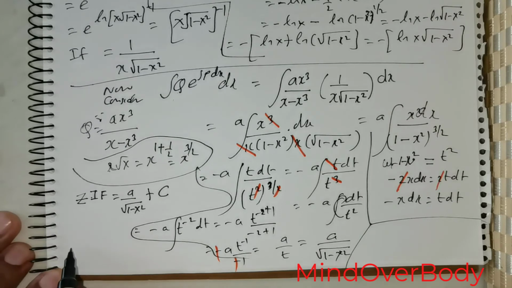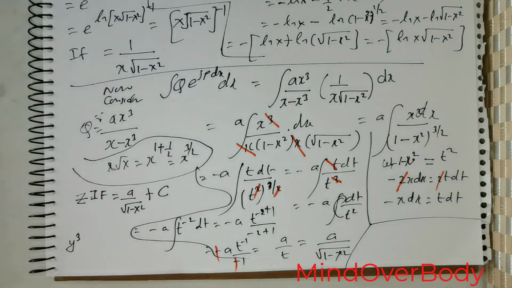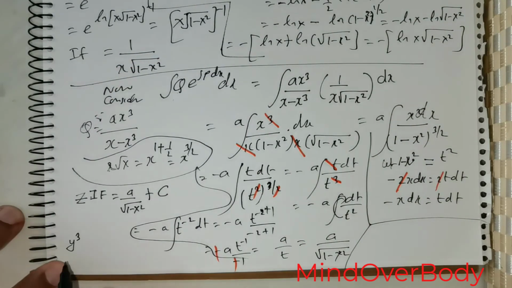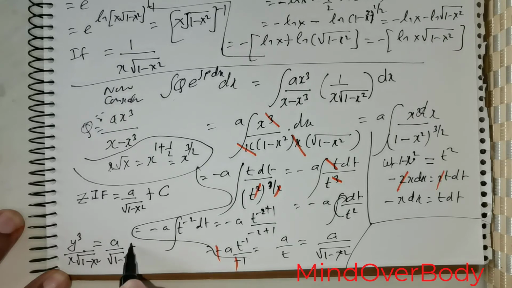Now z is actually taken to be y cubed, so I'm going to revert it back, reverse engineering. And the integrating factor is what? Integrating factor is going to be x, substitute x times root of 1 negative x squared. So that's going to be the case, equal to a over root of 1 negative x squared positive c.